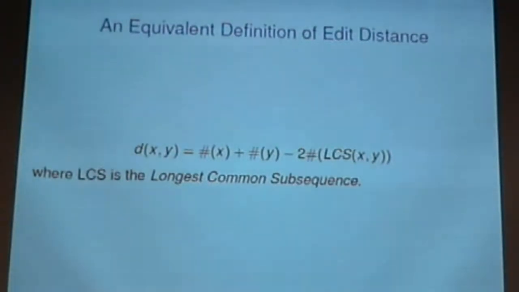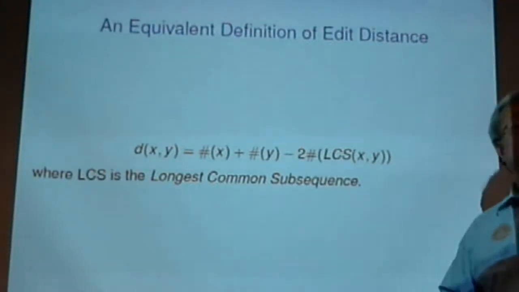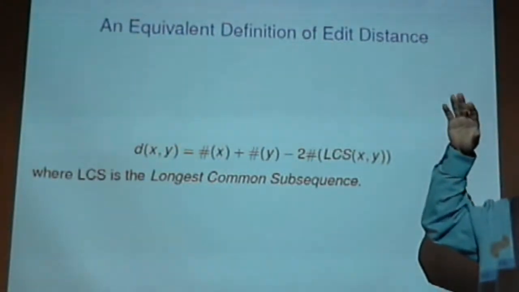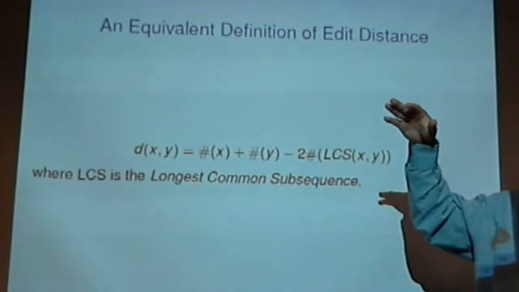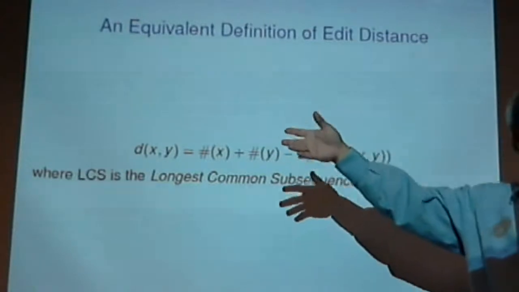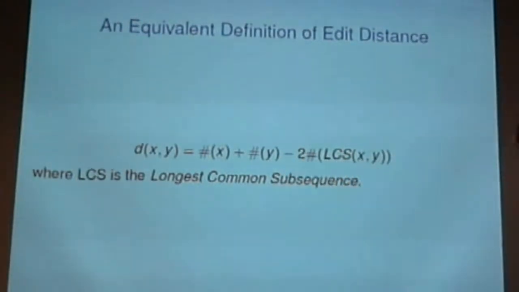And an equivalent definition of edit distance can be done by this. You don't have to actually put them side by side and see the edit distance, the number of deletes and inserts needed to make one string into the other. The other way is to look at this. You look at the longest common subsequence and count the number of elements in that sequence. And here, this is the formula to calculate the distance. Let's look at an example.